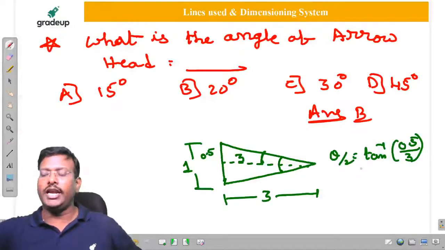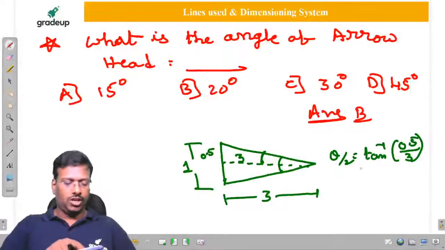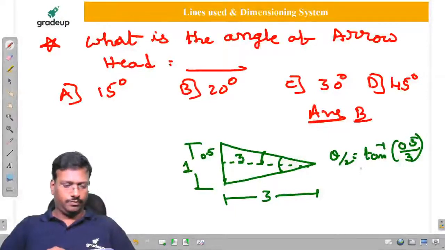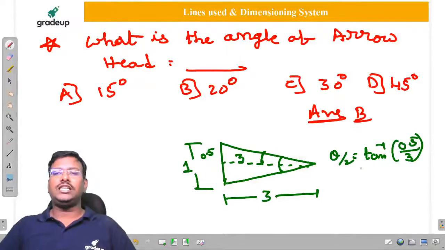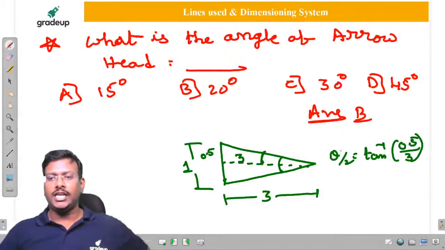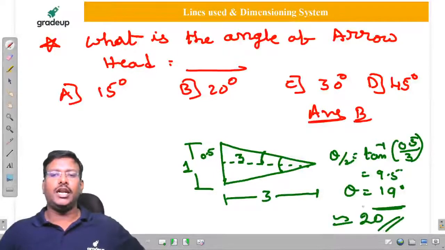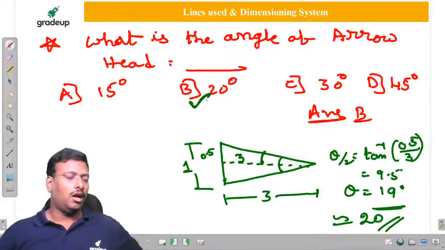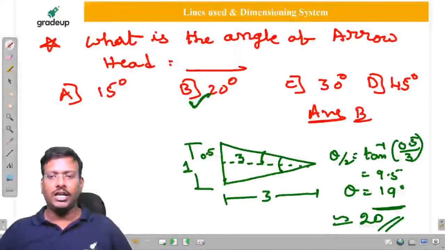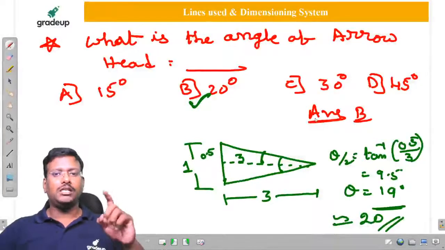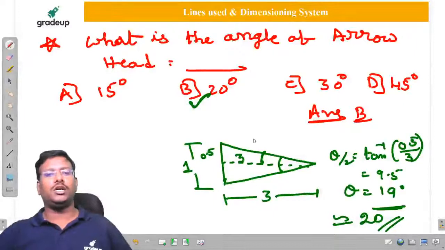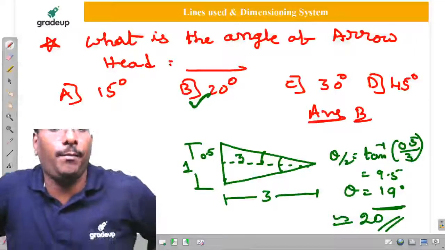We are going to get it as 9.5 degrees. Therefore, theta is equal to 19 degrees. So, approximately, we'll consider it as 20 degrees. Is it clear, my dear friends? Because this is the question we got in one of the state level examination papers.